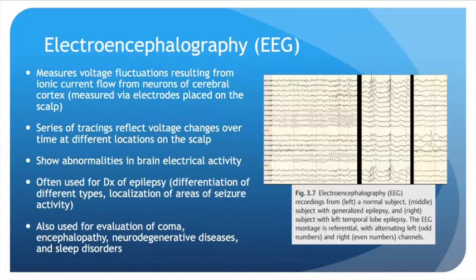Electroencephalography, or EEG. This measures voltage fluctuations resulting from ionic current flow from neurons of the cerebral cortex, and it's measured via electrodes placed on the surface, so on the scalp. And it produces a series of tracings that reflect voltage changes over time at different locations on the scalp. It shows abnormalities in brain electrical activities, and it's often used for diagnosis of epilepsy, differentiation of different types of epilepsy, location of areas of epileptic seizure, and it's sometimes also used for evaluation of coma, encephalopathy, neurodegenerative diseases, and sleep disorders as well.